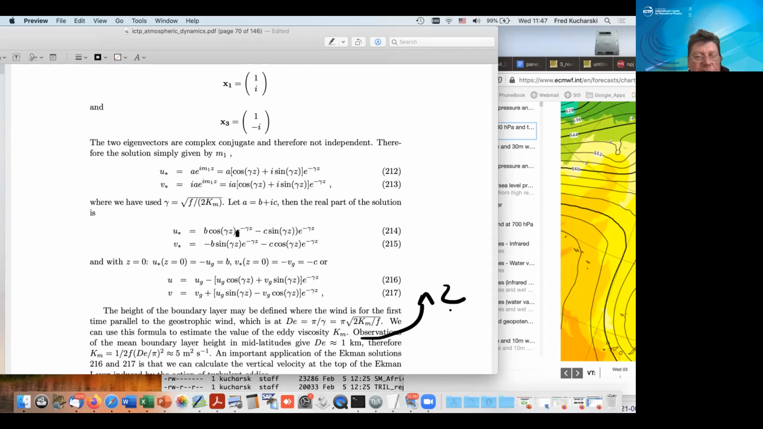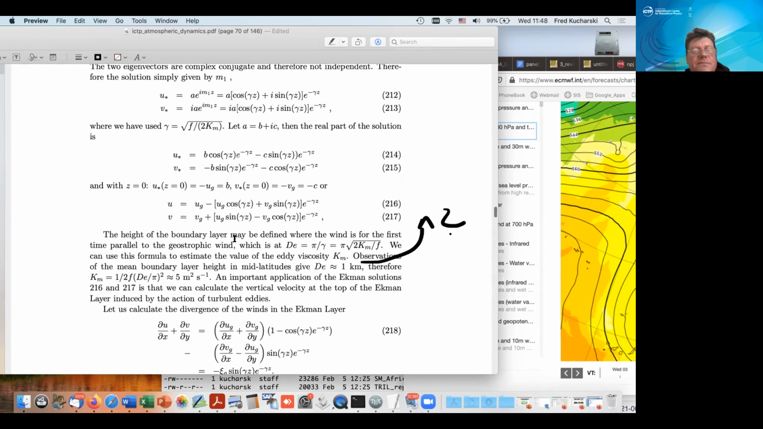Because if we insert z equals 0 in this equation, the exponential just goes to 1. And we get two equations. This becomes minus Ug, and this becomes minus Vg. But the sine goes to 0 and the cosine goes to 1. So we come to the conclusion that B is minus Ug and C is Vg. So we can insert this here, having used these boundary conditions.